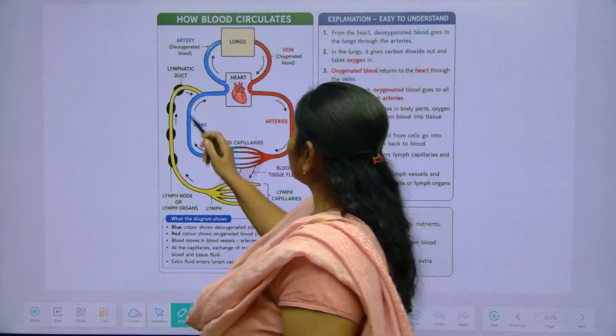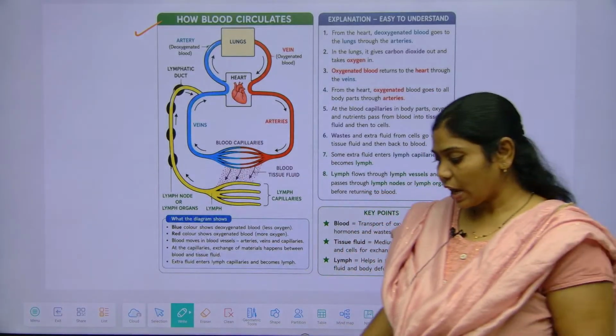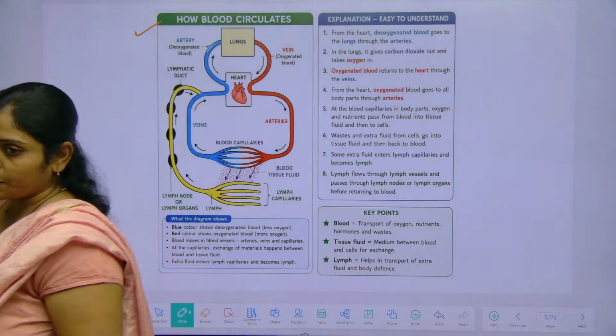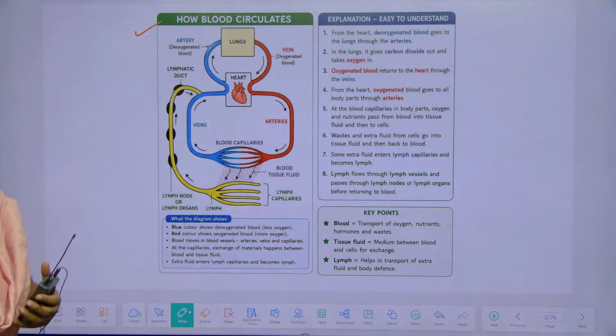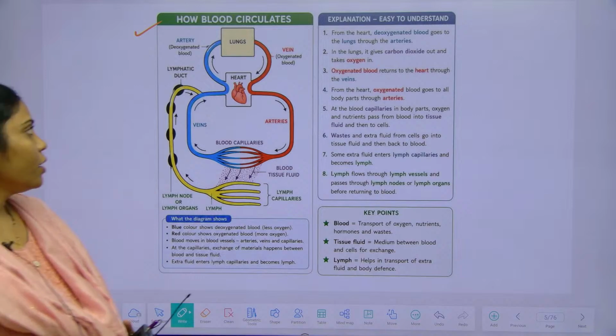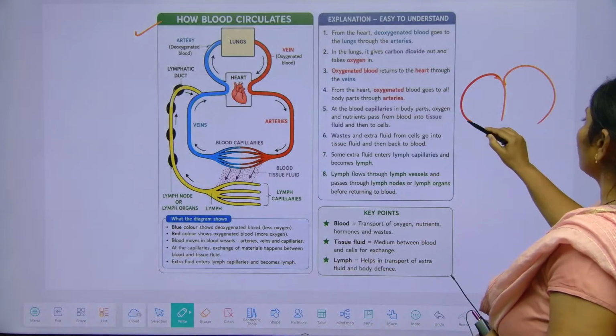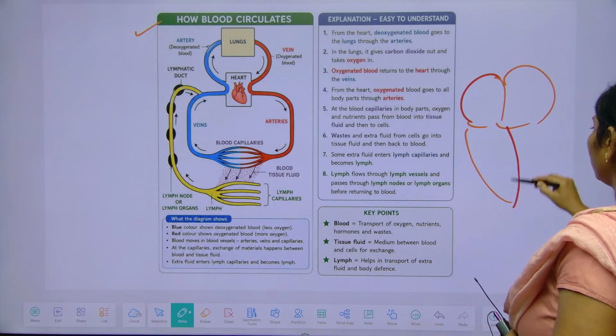Alright. Next, how blood circulates. Our topic is what? Circulatory system. So blood is circulating in the body. Where it circulates and how it is circulating, we will see. See, our heart is how many chambered heart? 4 chambered heart, right? Yeah.